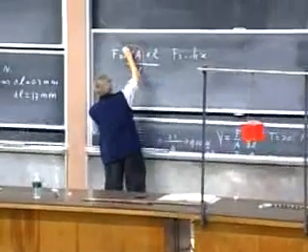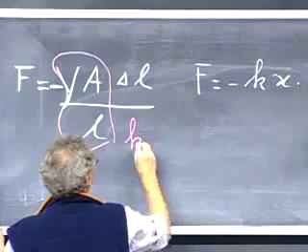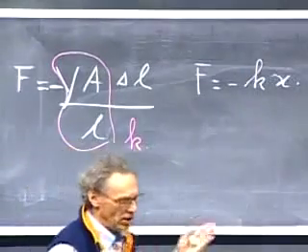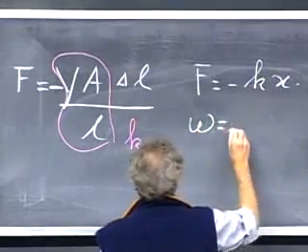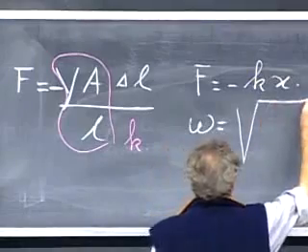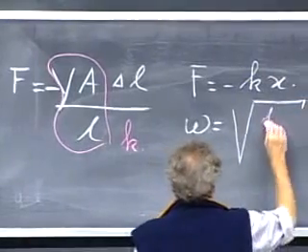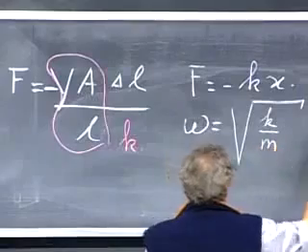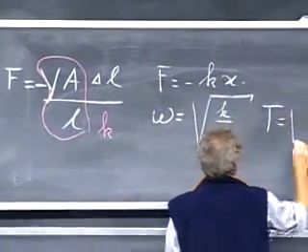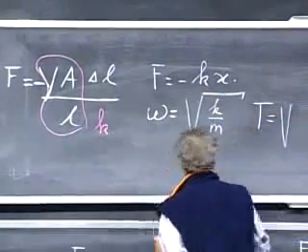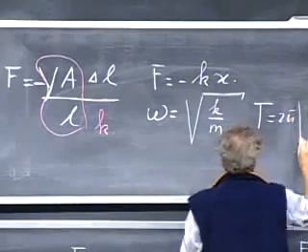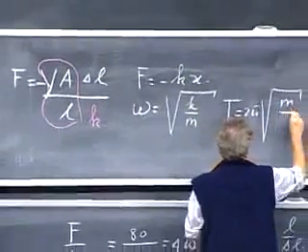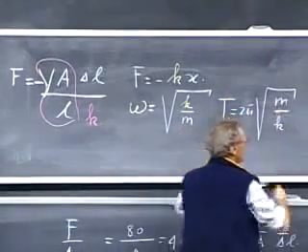And this now is our k, and delta L is our x. And so you can predict that it will start to oscillate with an angular frequency omega equal to the square root of k divided by m, and with a period which is 2 pi times the square root of m over k, and m is now the mass that I'm hanging here.